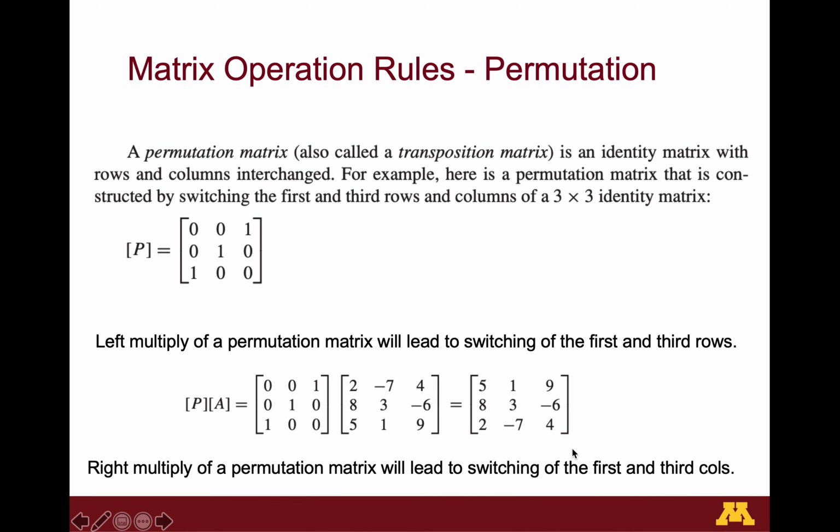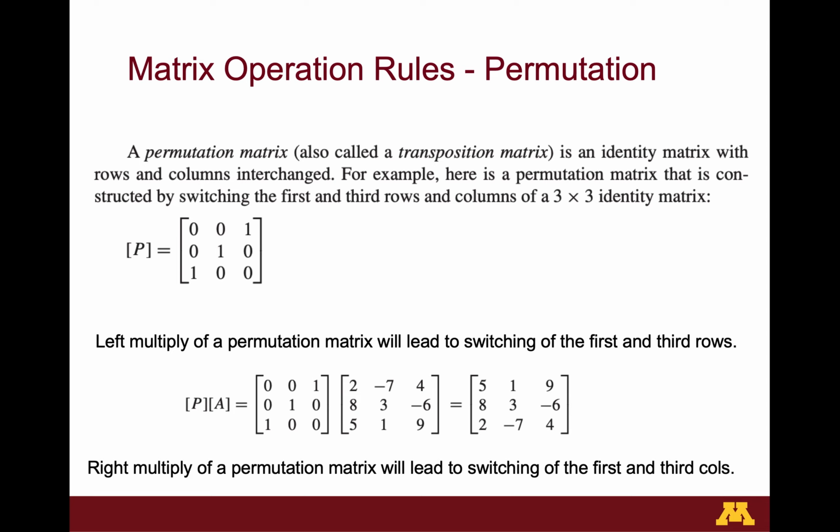Here we talk about another matrix operation called permutation. Permutation is to permute a matrix by rearranging its rows and/or columns. A permutation matrix, which is also called a transposition matrix, is an identity matrix with rows and columns interchanged. For example, here is a permutation matrix P that is constructed by switching the first and third rows of an identity matrix. Now let's left multiply this permutation matrix and we will get the following.